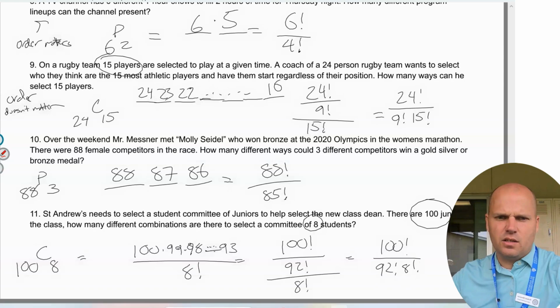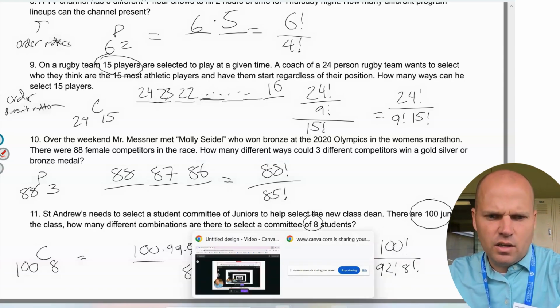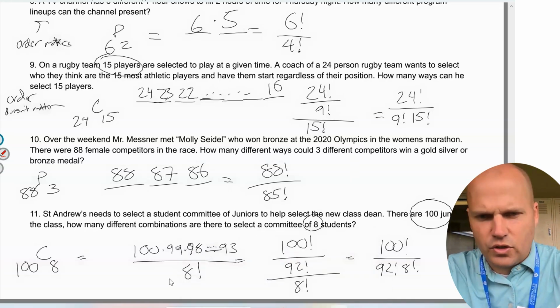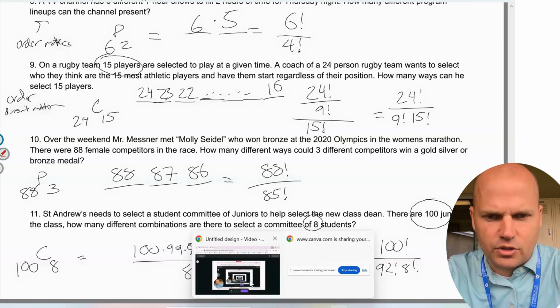Okay, hope you understand. Counting is fun, and understanding counting is a lot harder than just using formulas. So I hope we're understanding what's going on.